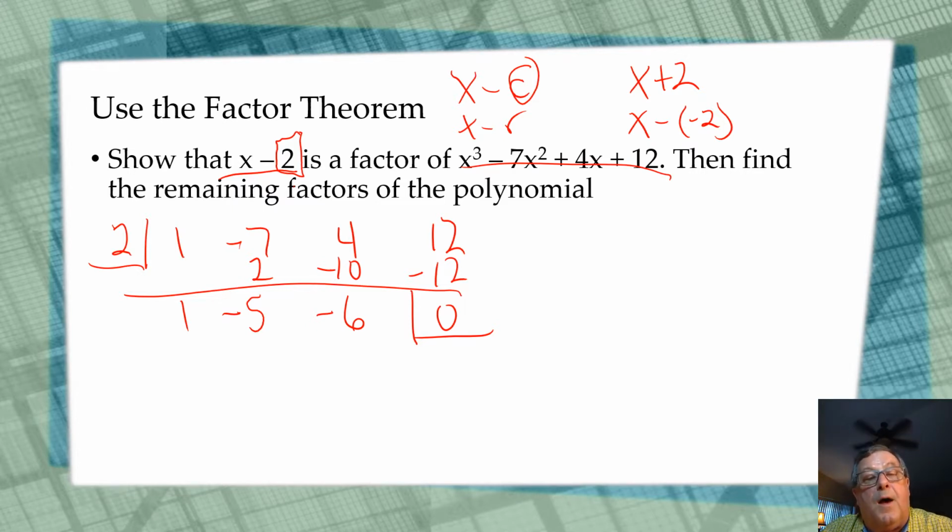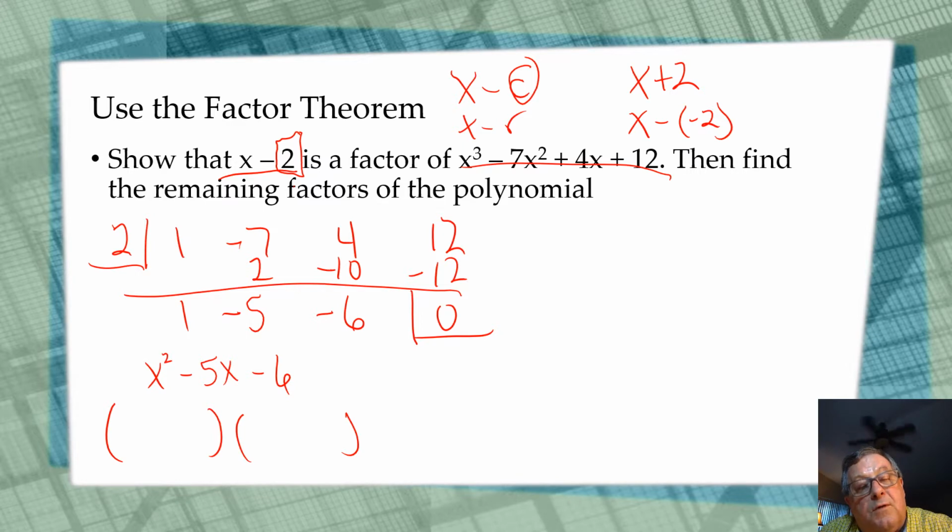Now I've got a depressed polynomial here. So we started off at x cubed. So this depressed polynomial then is 1x squared minus 5x minus 6. And we can go ahead and factor this quadratic. Let's draw two sets of parentheses, if you will. We've got a single x squared, so we'll put x and x in the box. My constant is a negative term. My middle term is a negative term.